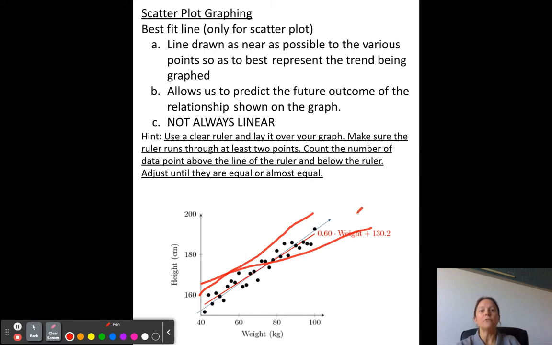If you're doing this by hand, I would suggest using a clear ruler because you can get a little better view of your data points, and typically you get a little better trend line.